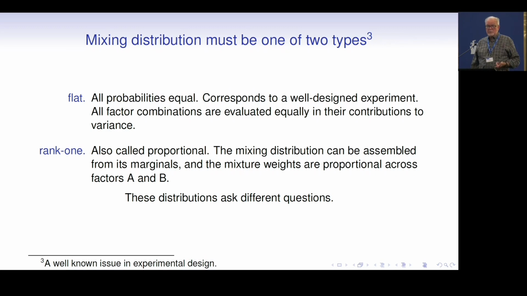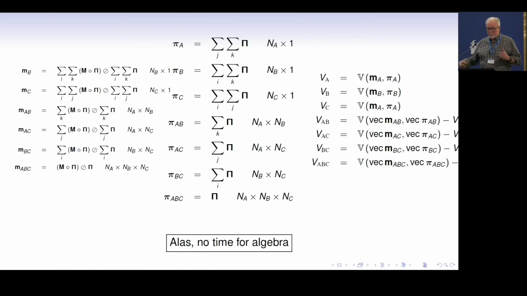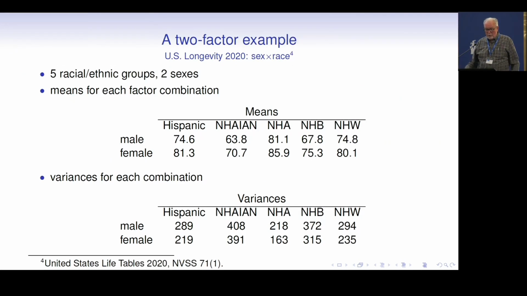And when you took statistics, they probably told you when you're designing an experiment, always have the same number of experimental units in each treatment combination. There was a reason for that. You have to have one of two types of mixing distributions to be able to partition variance in this way. One is flat, equal proportions for everybody. It's like an experiment. The other one is a proportional or rank 1, which can have non-flat distributions, but has to just be based on the marginal distributions. They ask different questions. They answer those questions. They're your friends. Now, I'm not going to go through, because you can't do that in this short time, but there are some equations to do this for arbitrary numbers of factors.